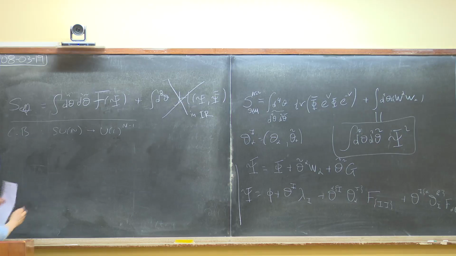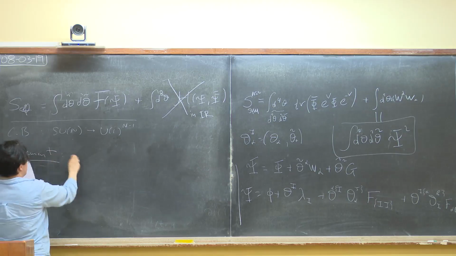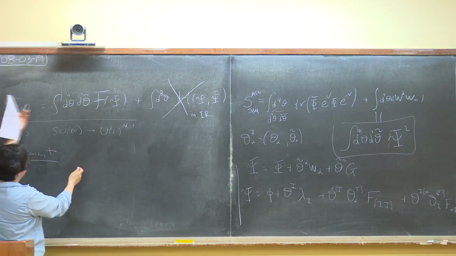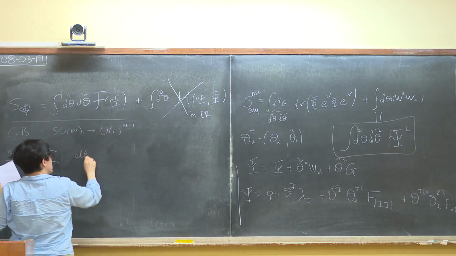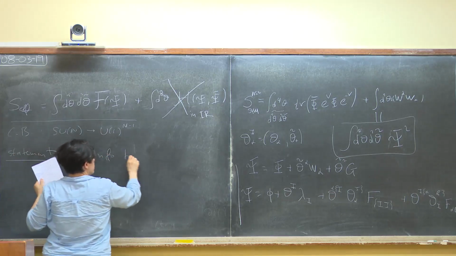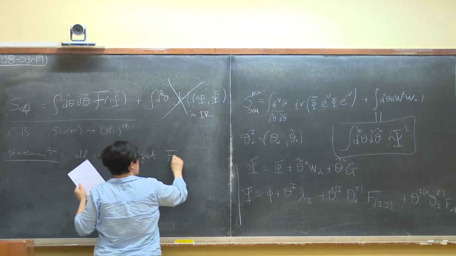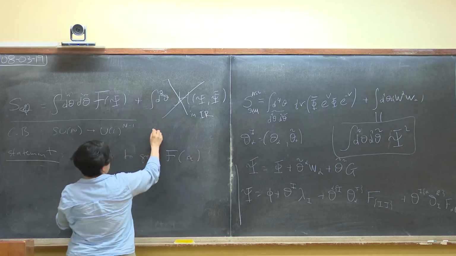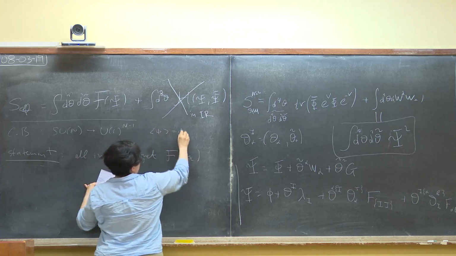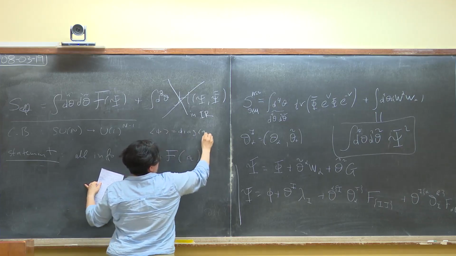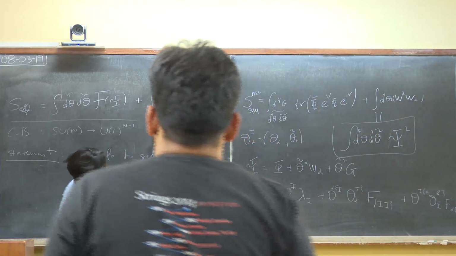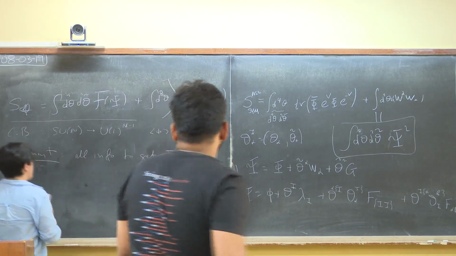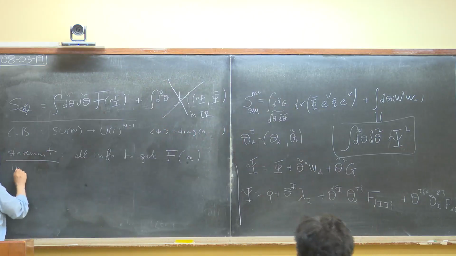And the statement, let me first write the statement. The statement is that all the information you need to recover this function, and let me now write like this, because we really went and we set all the phi's, so it will be a function of the A's, is encoded in a curve.